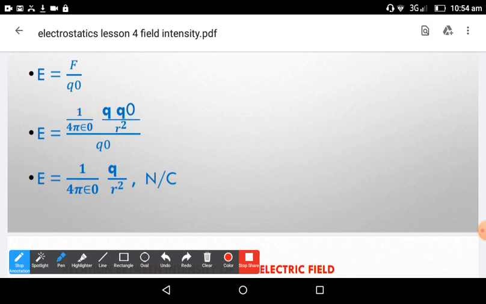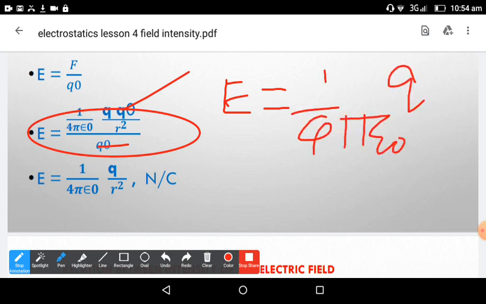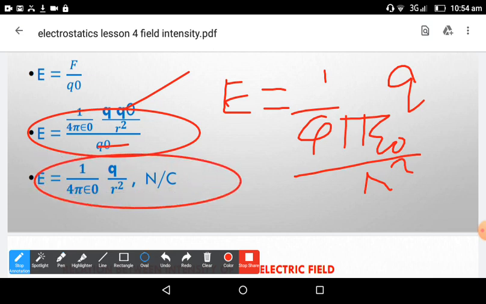So the electric force is divided by Q naught. When it is divided by Q naught, here you will have force equals 1 by 4 pi epsilon naught Q by R square. Both Q naughts are cancelled. Then you will have only E equals 1 by 4 pi epsilon naught Q divided by R square. This is what we get: E equals 1 by 4 pi epsilon naught Q by R square.